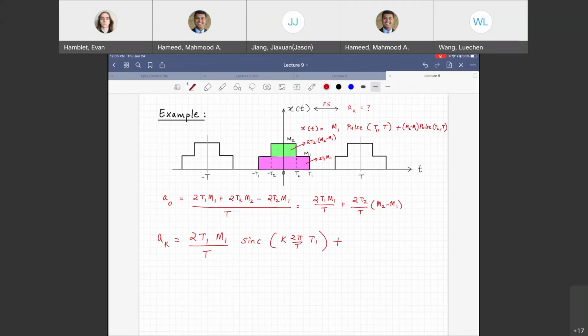Plus, for the second one, what do you have? 2T2 multiplied by M2 minus M1 divided by T, sinc of k 2 pi over T, T2. Is that okay? Can I say this is for all k? This included A sub zero, so when I put in k equals zero here, I get back A sub zero. So this satisfies, and I can say this is for all k.